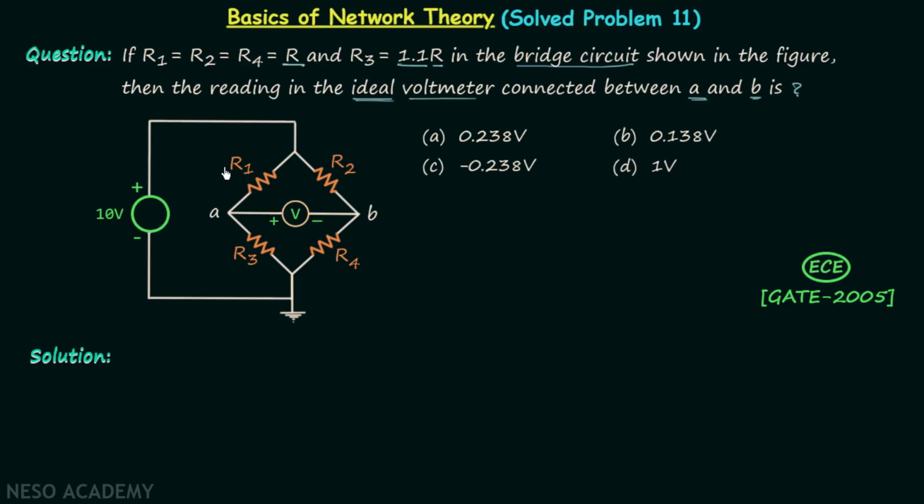When you look at the given network, you will find there is one bridge circuit and the opposite arms have the resistances R1, R4 and R2, R3. Whenever we have any bridge circuit, the first thing we do is to check if the bridge is in balanced condition or not. Therefore, we will check if R1 multiplied by R4 is equal to R2 multiplied by R3 or not. R1 is equal to R, R4 is also equal to R, R2 is equal to R and R3 is equal to 1.1 times R.